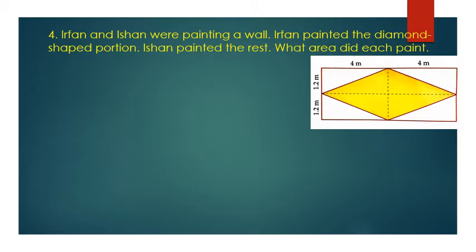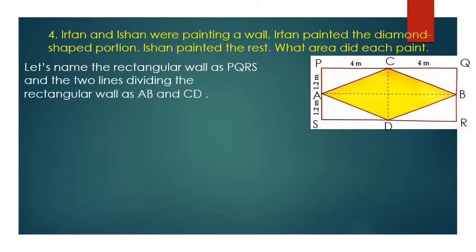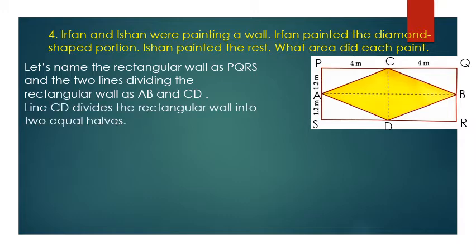So first of all, let's name the rectangular wall as PQRS, and the two lines dividing the rectangular wall as AB and CD. You can see the two lines which are the dotted lines. Now, line CD divides the rectangular wall into two equal halves.